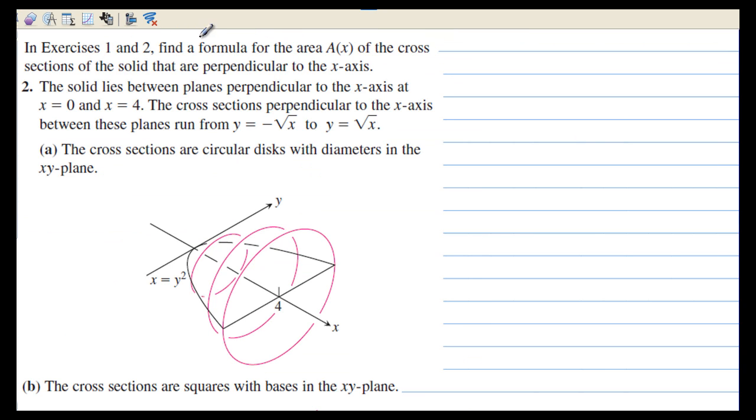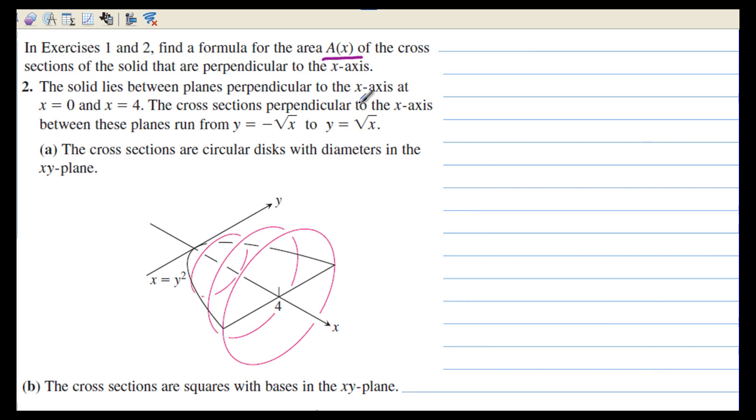In exercises 1 and 2, this is straight out of the book. Find a formula for the area of the cross sections of the solid that are perpendicular to the x-axis. So we're only asked to find A of x. We're not asked to actually integrate these. The solid lies between planes perpendicular to the x-axis, x equals 0 and x equals 4.